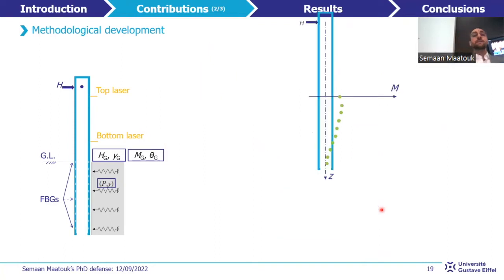And here is described the procedure of the method. First of all, after calibration of the optical fibers, the bending moment is calculated at different depths, at the depths of each fiber Bragg grating, presented as green dots.